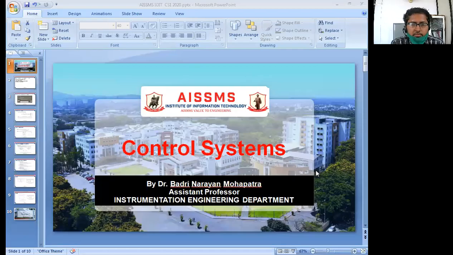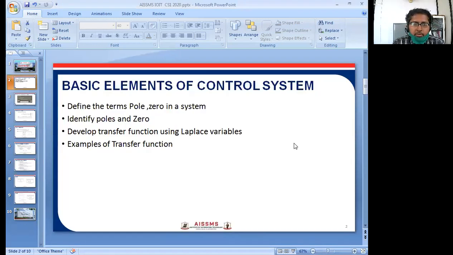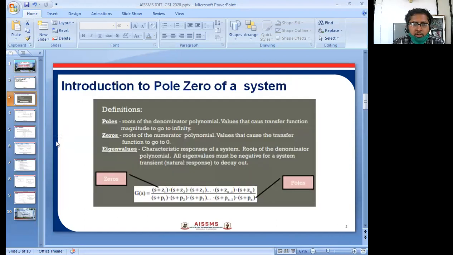I am Dr. Badri Mohapatra, Assistant Professor, Instrumentation Engineering Department, AISMS IOIT. Today we will discuss control systems, and under control systems we will study the different poles and zeros of a system, then the transfer function and Laplace function, and then we will go through some examples of transfer functions. So, an introduction to the pole-zero system.